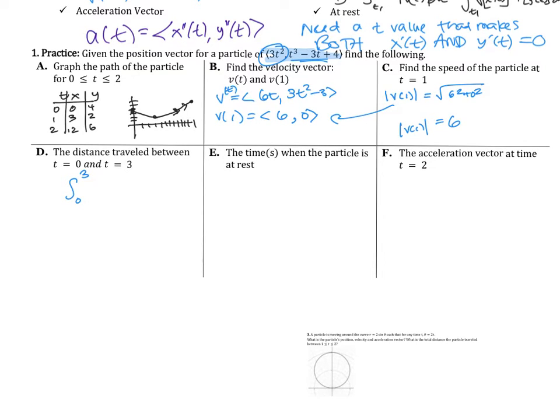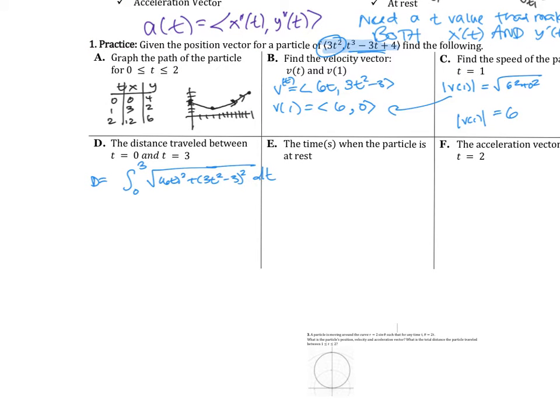So we're going to be looking at the integral from 0 to 3 of the square root of (6t) squared plus (3t squared minus 3) squared, integrating with respect to t. Let's go ahead and expand out the inside of that radical. This problem doesn't tell us to use a calculator. It could be a problem that was on a calculator section, but it doesn't ask us to use a calculator, so I'm going to see if we can do this by hand.